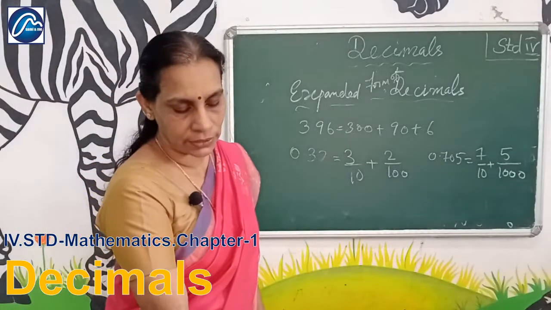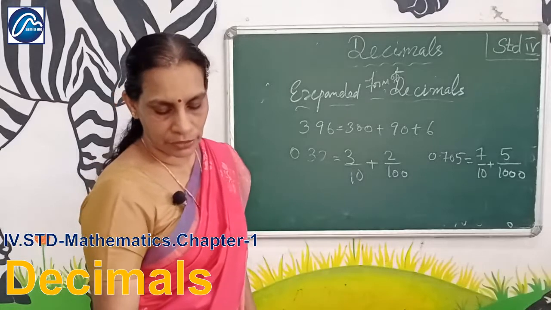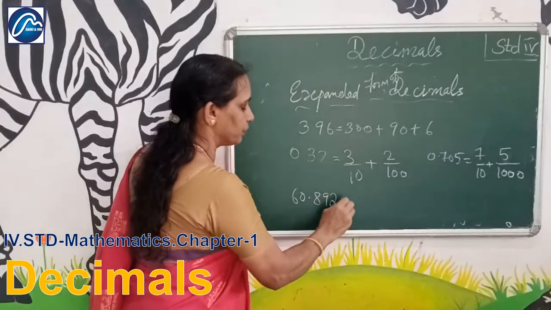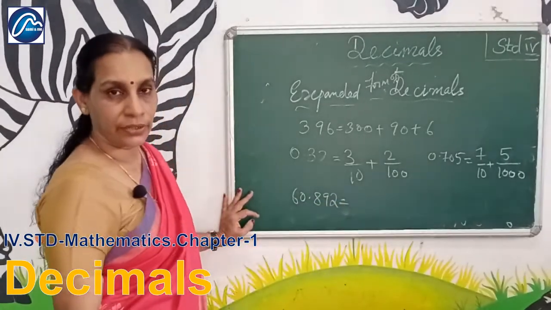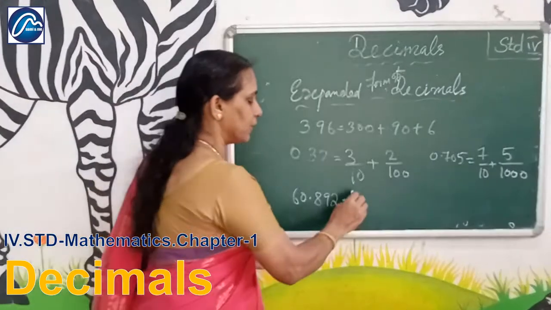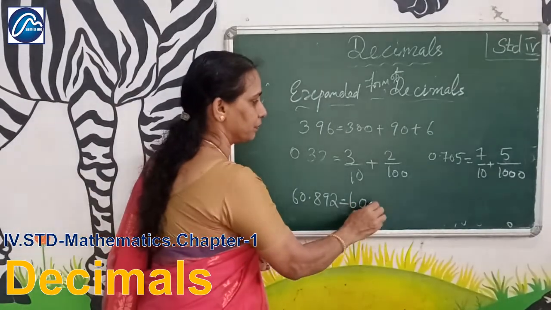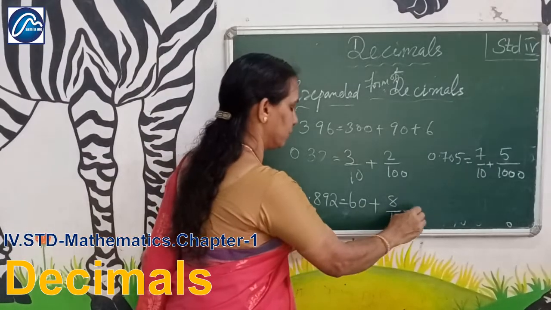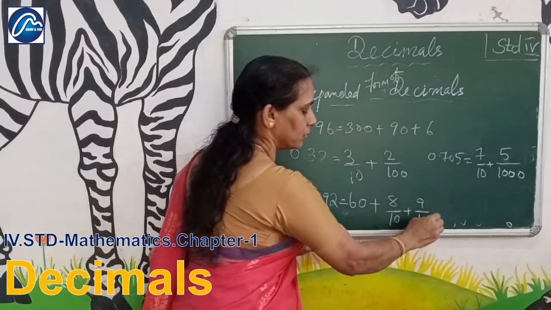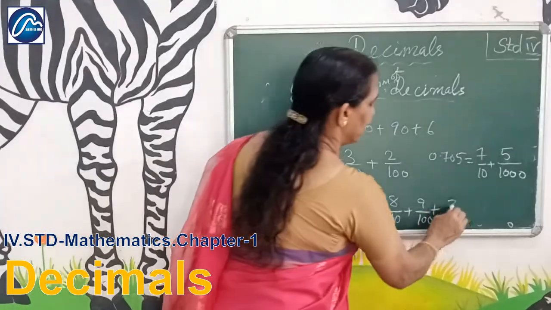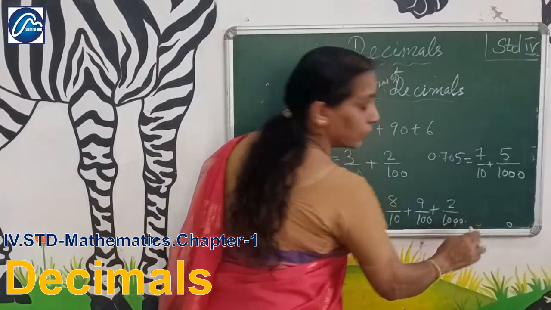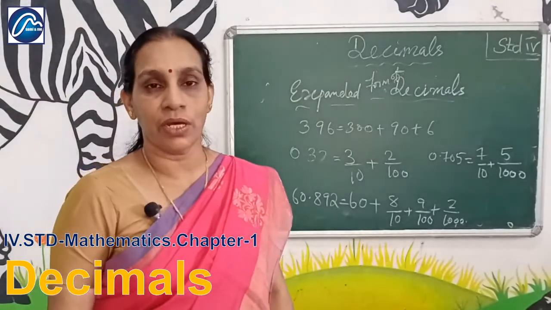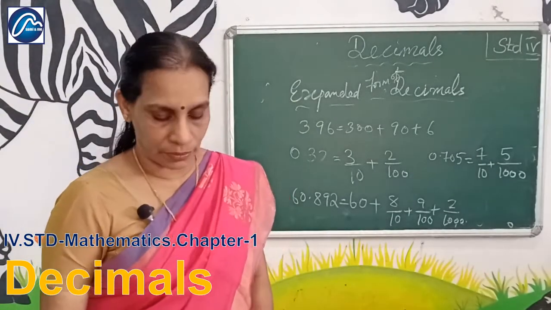Next is another example. One more example I will give you. 60.892. How will you write this? 6 tens അല്ലെങ്കിൽ 60 എന്നതിനെ എഴുതും അല്ലേ. പ്ലസ് 8/10, 9/100, 2/1000. But this is how we are writing expanded form of a decimal.